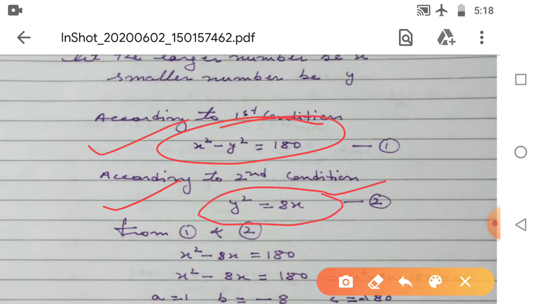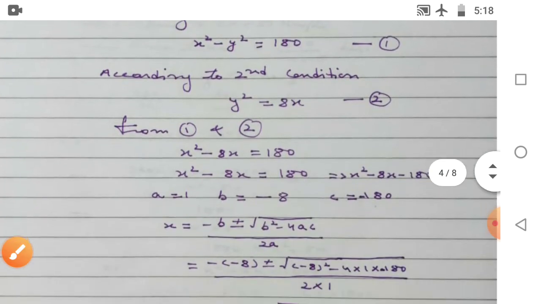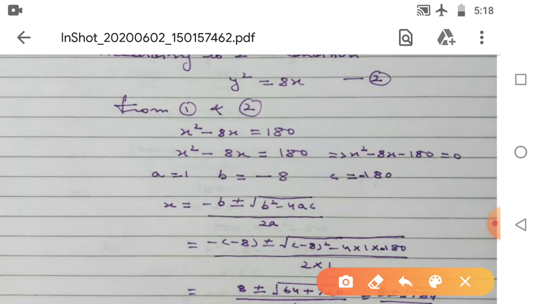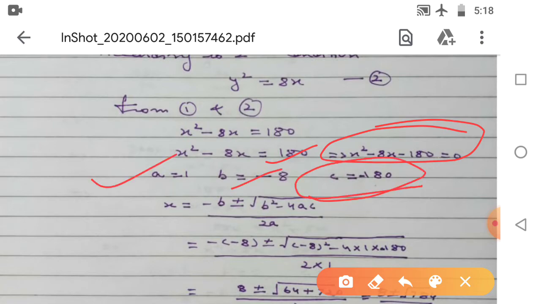So, look at the first condition, x square minus y square is equal to 180, and the second one is y square is equal to 8x. So, in equation 1 we put the value of y square as 8x. So, it becomes x square minus 8x is equal to 180, and now you can solve this by using the quadratic formula. Finally, x square minus 8x minus 180 is equal to 0. So, a is equal to 1, b is equal to minus 8, and c is equal to minus 180.